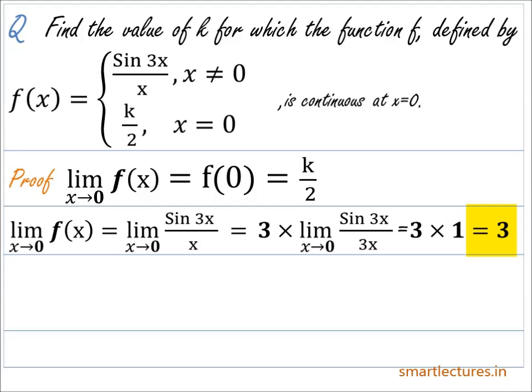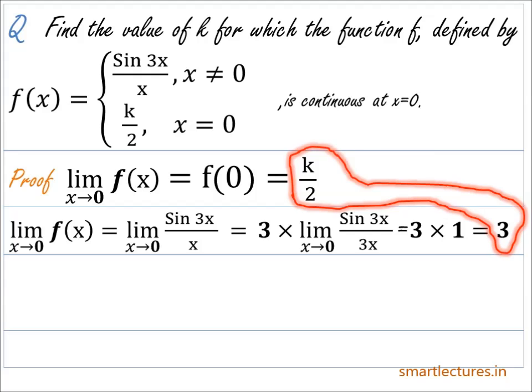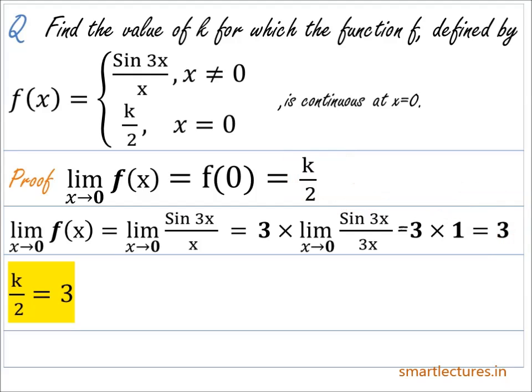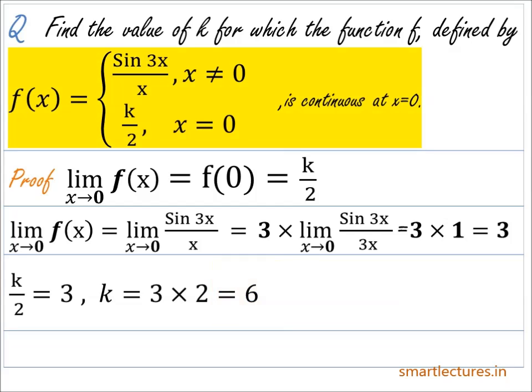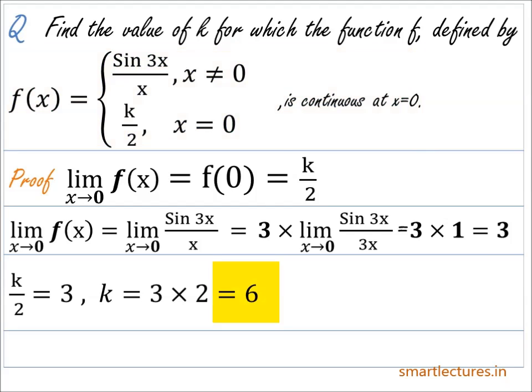So for this function to be continuous, the limit of the function must be equal to the value of the function at the given point. So that means, the limit of the given function is 3 and the value of the given function is half k. So that means here half k is equal to 3, or k is equal to 3 into 2 or 6. So that means the value of k for which the given function f of x is continuous at x equal to 0 is k equal to 6.